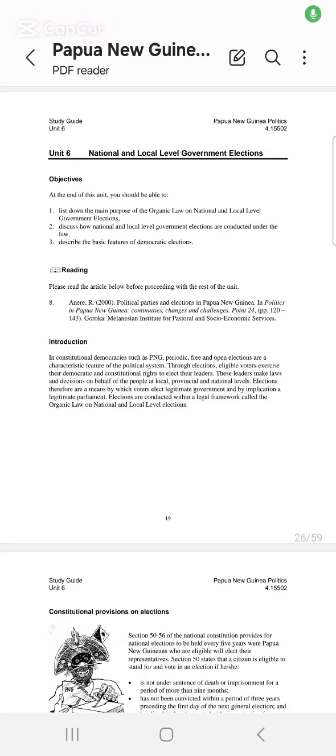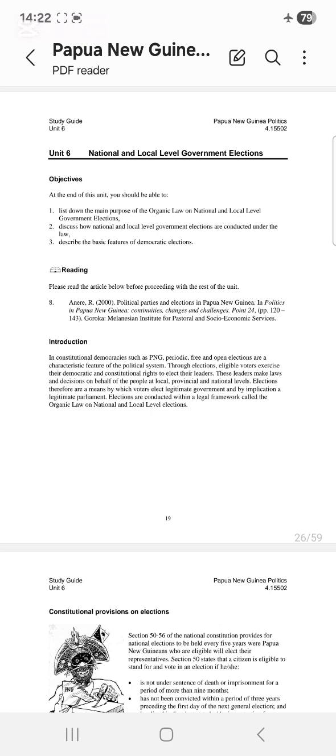All right, so let's look at Unit 6. Unit 6 talks about national and local government elections. So we've talked about political parties in Unit 5. Now in Unit 6, we're going to talk about national and local level government elections. Now, as we always do, let's look at the objectives here.